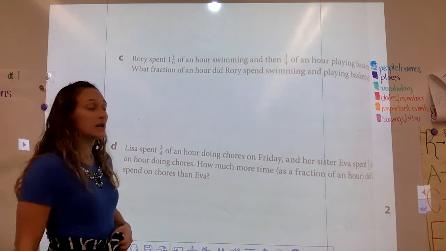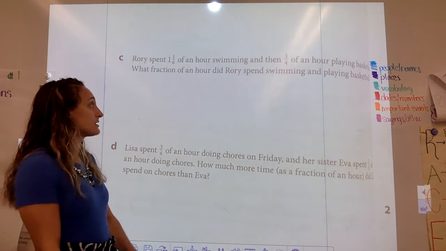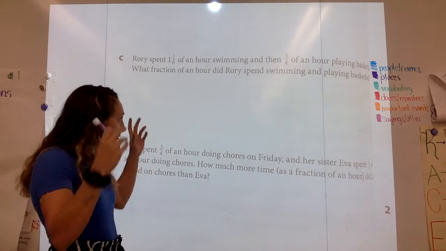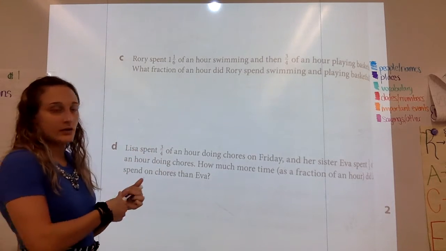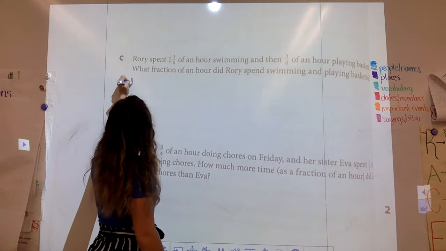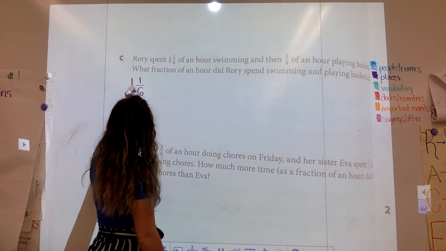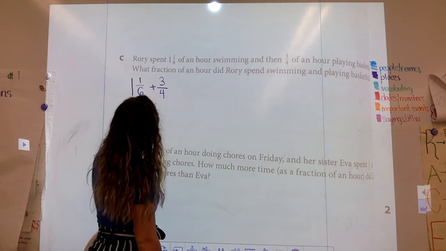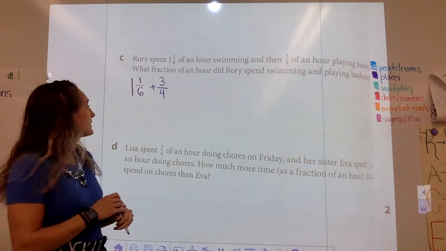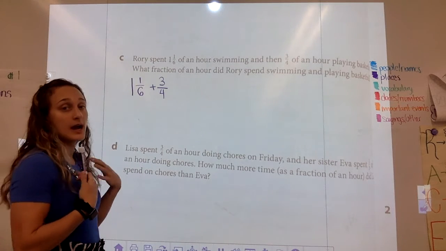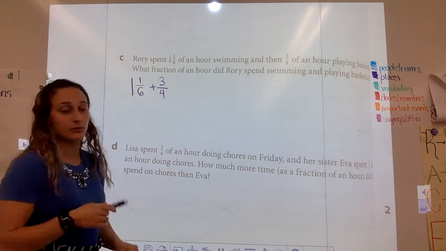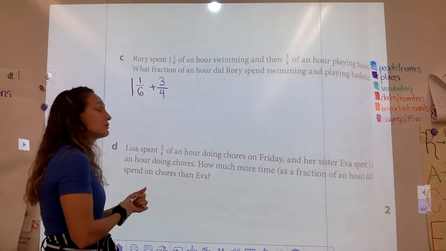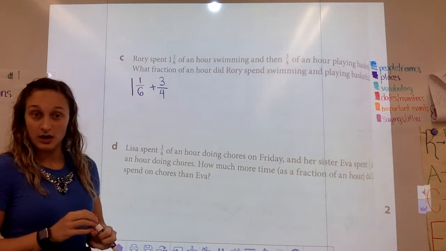So, what do you know? It's going to be another addition problem because we're asking for two amounts of time combined, together, all together. How much time did they spend? Okay, so we're going to have 1 1/6 plus 3/4. The first thing I want to do is change this into an improper fraction. There are different ways you can do it. I'm going to personally draw it out because I know that helps us a lot.